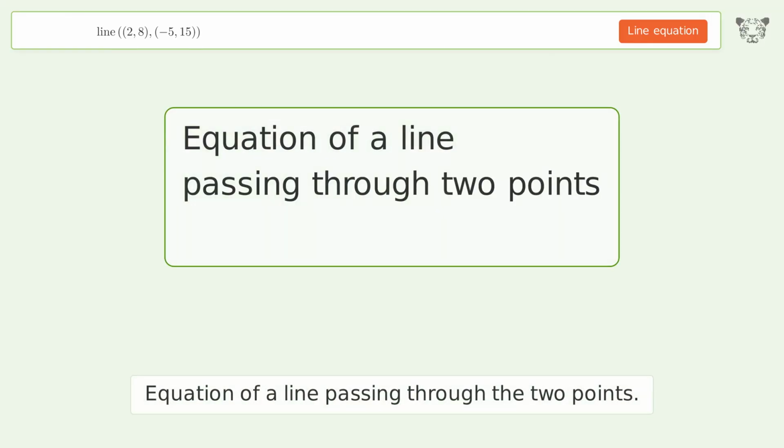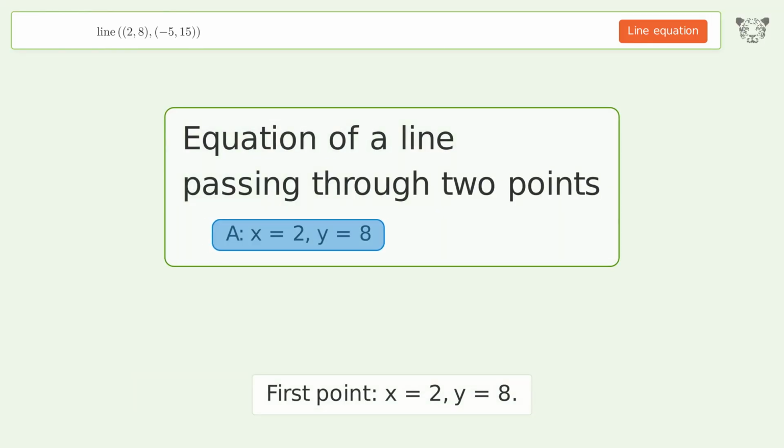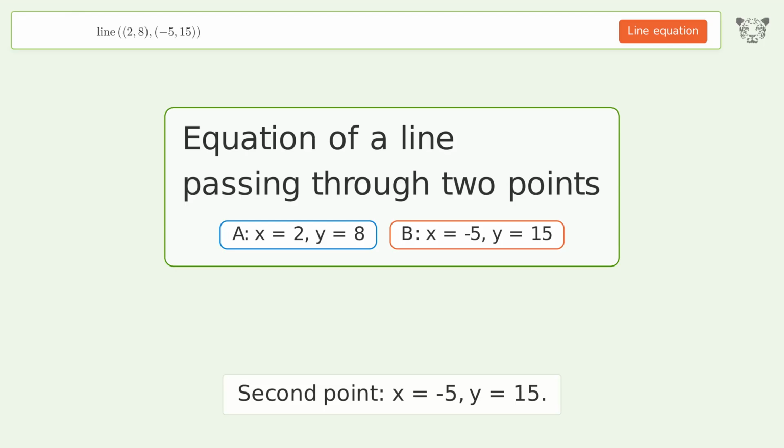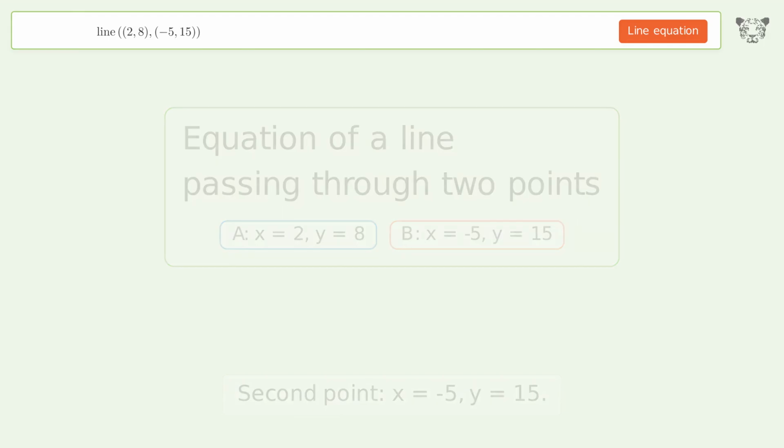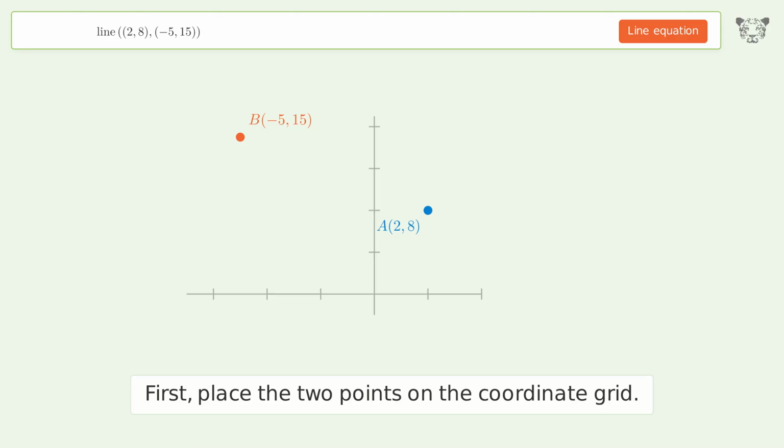Equation of a line passing through 2 points. The first point has x equals 2, and y equals 8. The second point has x equals -5, and y equals 15. First, place the 2 points on the coordinate grid.